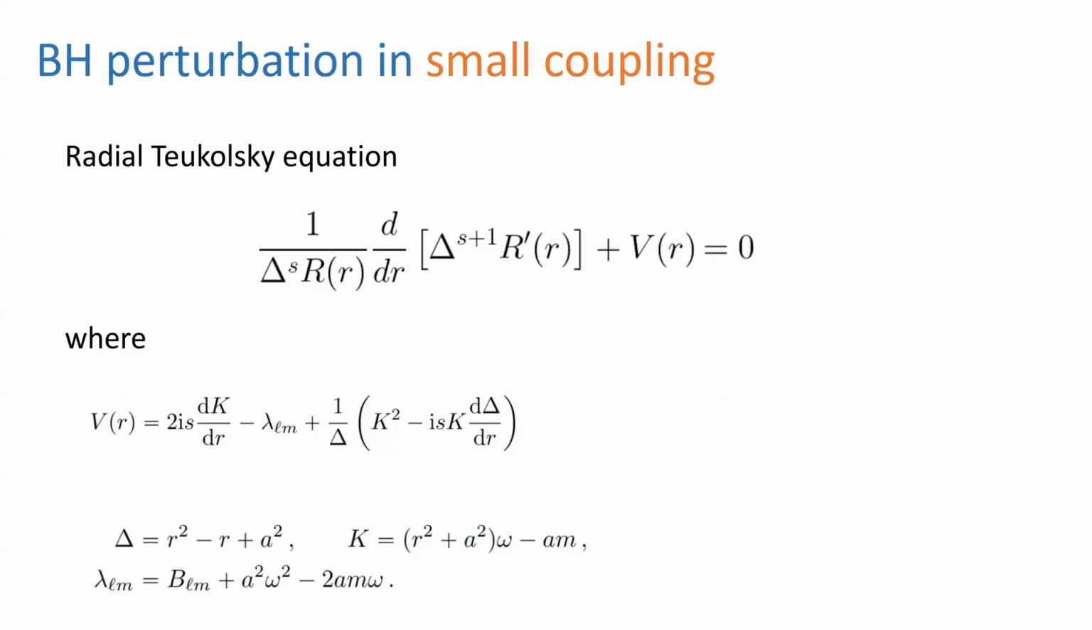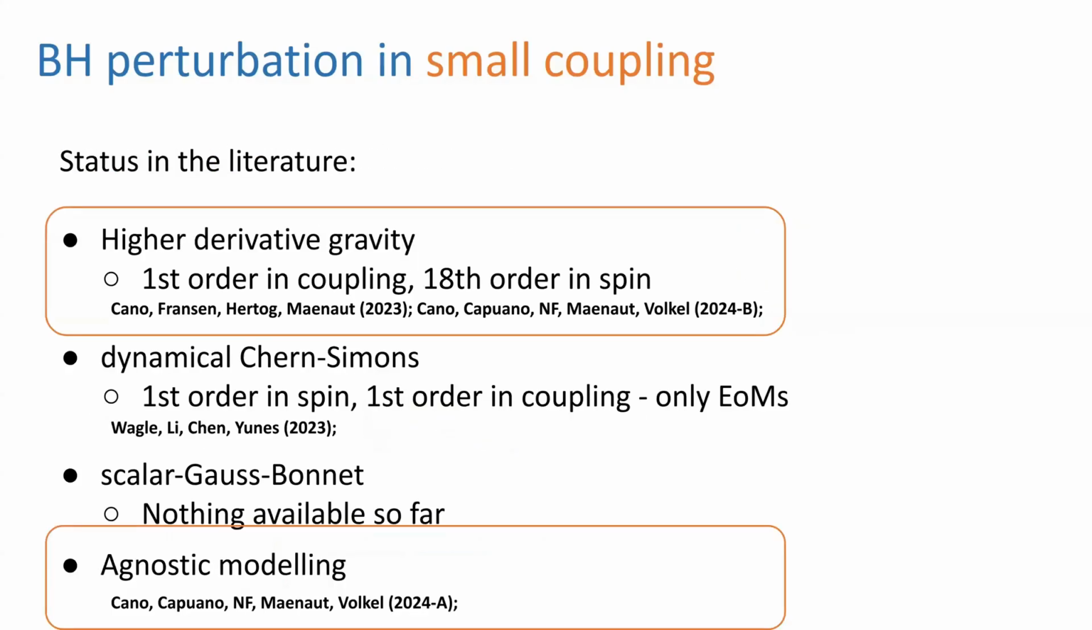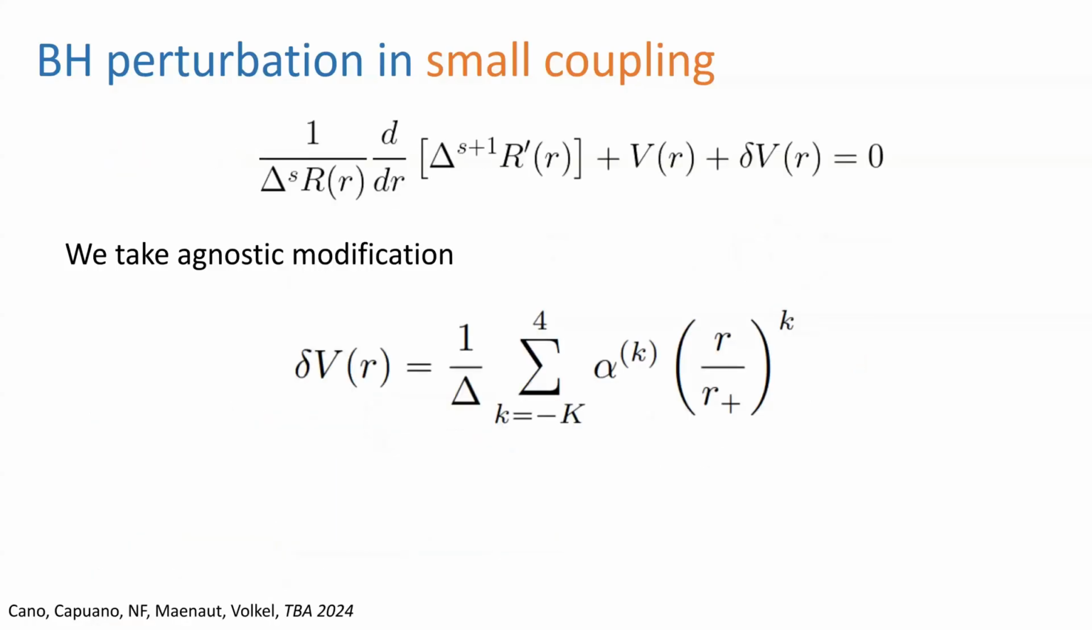The radial Teukolsky equation in GR looks like this. It's a second order equation in this eigenfunction, which comes after the separation of the two equations, with some effective potential. And what is happening beyond GR, because we know, at least from the case of higher derivative gravity, is that the only difference with the Teukolsky equation is an additional term in the effective potential. Of course, this correction depends on the theory, but here we want to be agnostic.